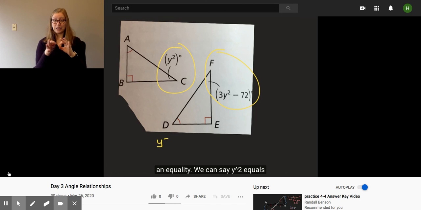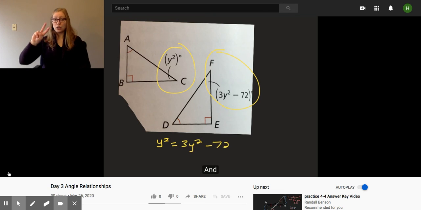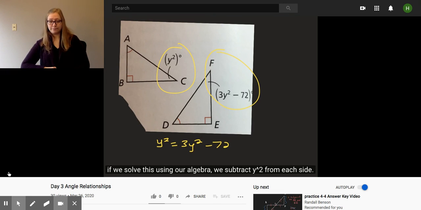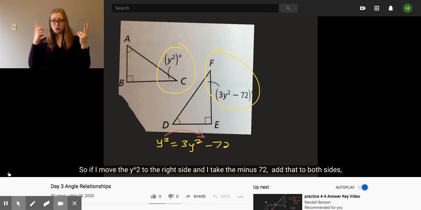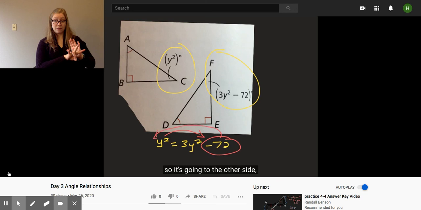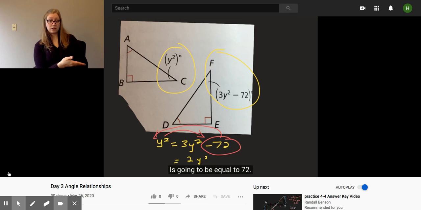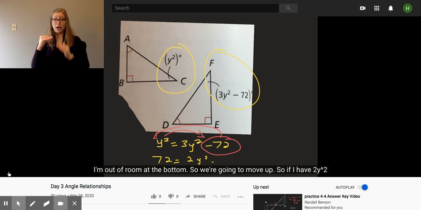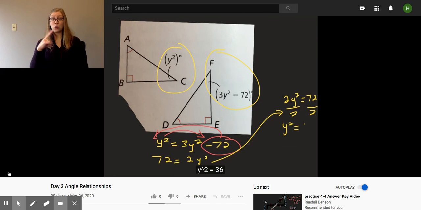We can say y squared equals 3y squared minus 72. And if we solve this using our algebra, we subtract y squared from each side. So if I move the y squared to the right side, and I add the 72 to both sides, we're going to have 2y squared equal to 72. I'm out of room at the bottom, so we're going to move up. So if I have 2y squared equals 72, and we divide by 2, y squared equals 36.